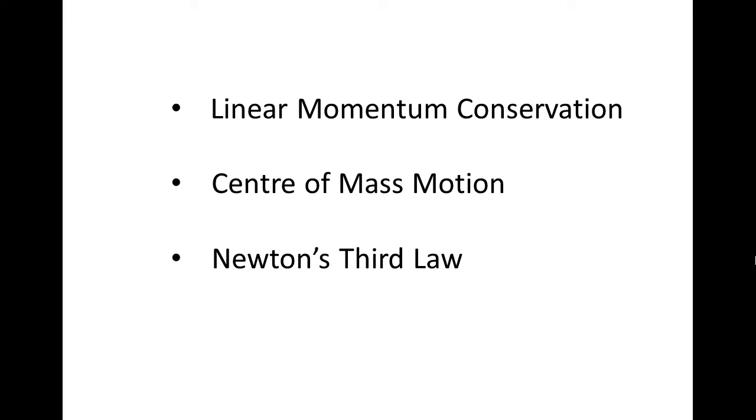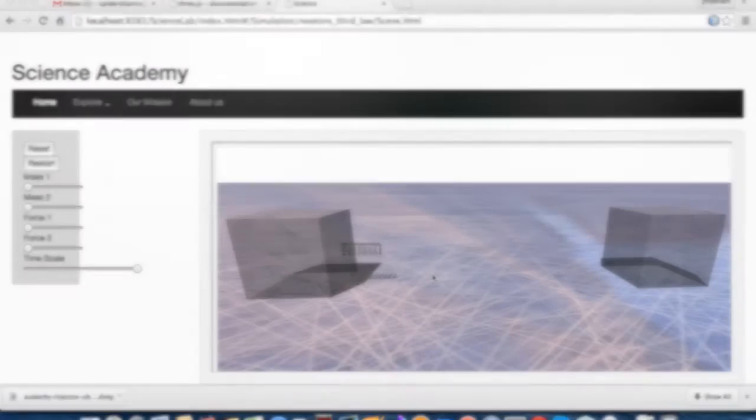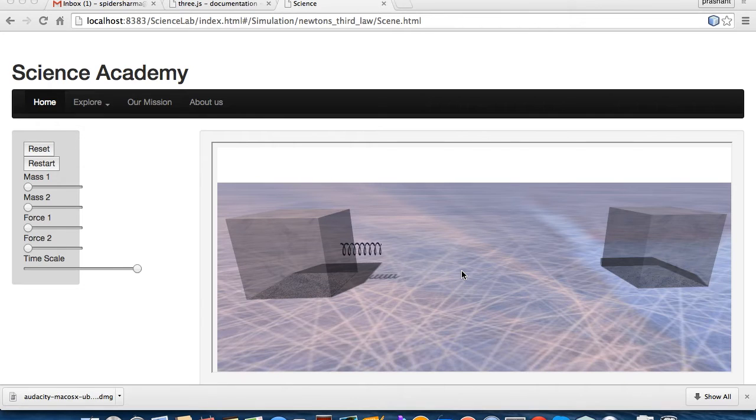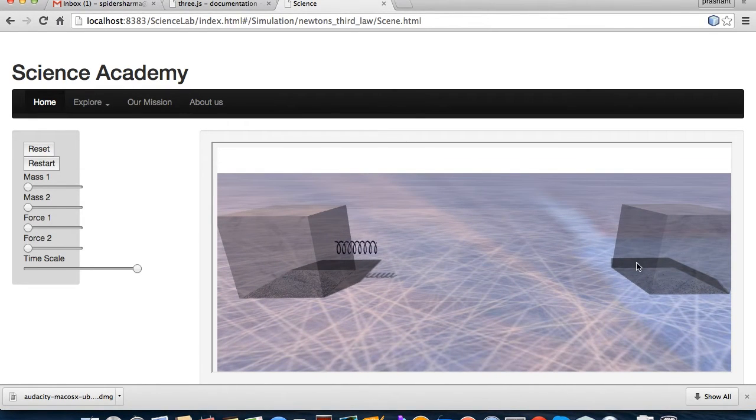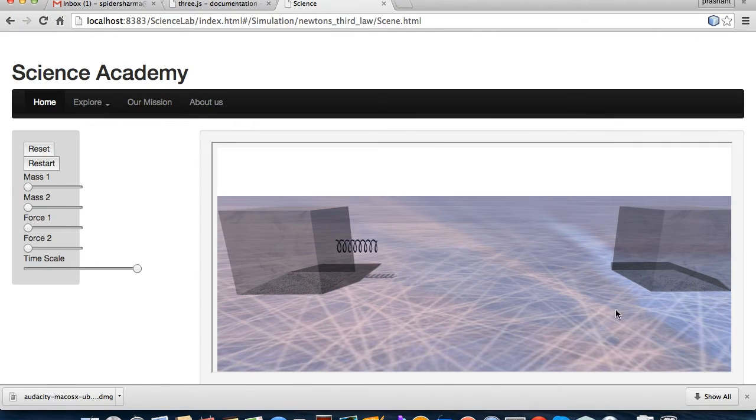So let's turn our attention to the simulation of Newton's third law and see how it leads to the idea of linear momentum conservation. As you can see, these two blocks are resting on a frictionless surface. What it means is that if you push one of the blocks, other than the collision between these two objects, the force by the spring, there are no external forces. Of course there is gravity, but that is exactly balanced by the normal force. So let's start the simulation, and I'll stop it at a moment to show you.